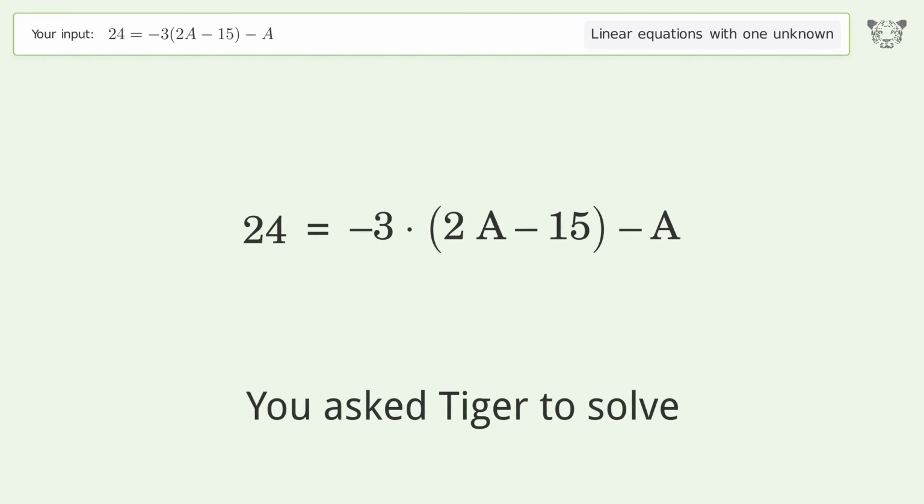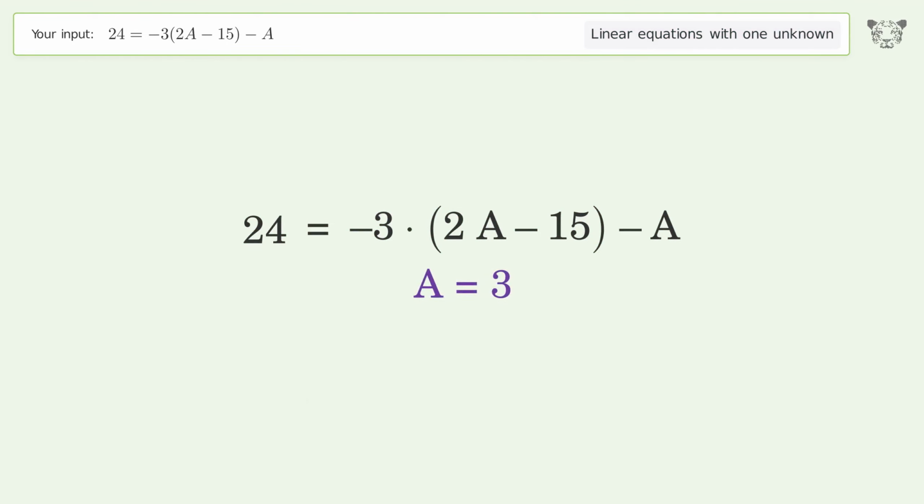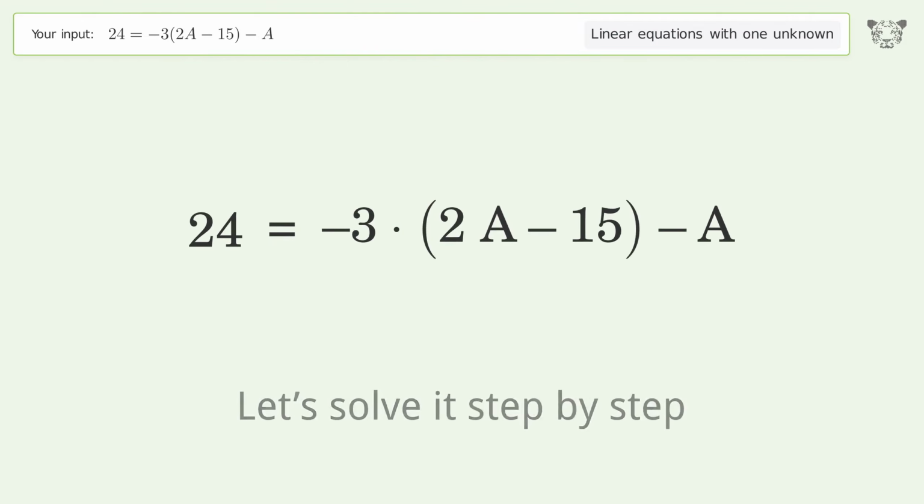You ask Tiger to solve. This deals with linear equations with one unknown. The final result is A equals 3. Let's solve it step by step.